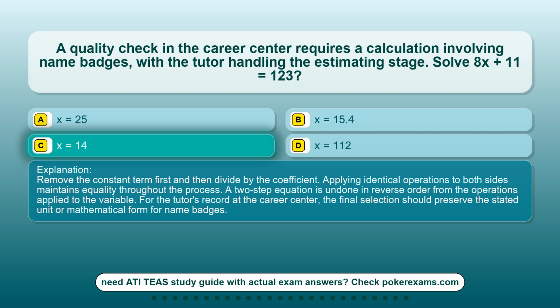Remove the constant term first and then divide by the coefficient. Applying identical operations to both sides maintains equality throughout the process. A 2-step equation is undone in reverse order from the operations applied to the variable. For the tutor's record at the Career Center, the final selection should preserve the stated unit or mathematical form for name badges.